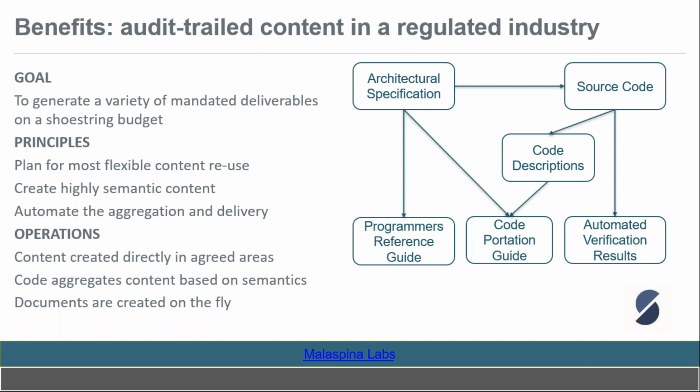So we planned for, the principles were very flexible content reuse, highly semantic content, automate the aggregation and delivery, and then they could create documents on the fly. And they actually created something like 163. It was some ridiculous number of documents, all automated, because they had everything chunked up and they knew how they had to combine the different bits to generate documentation.